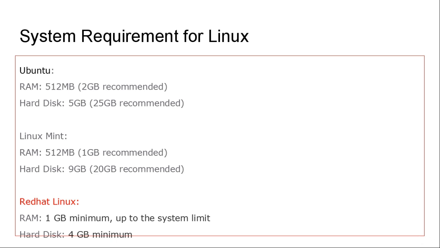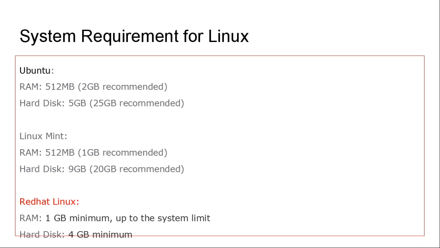On the other side, for Linux Mint, you need a minimum of 512 MB and the recommended is 1 GB. With respect to hard disk, the minimum is 9 GB and the recommended is 20 GB. And for Red Hat Linux, 1 GB is the minimum, and you can go to any limit based on the system. For hard disk you would need a minimum of 4 GB.